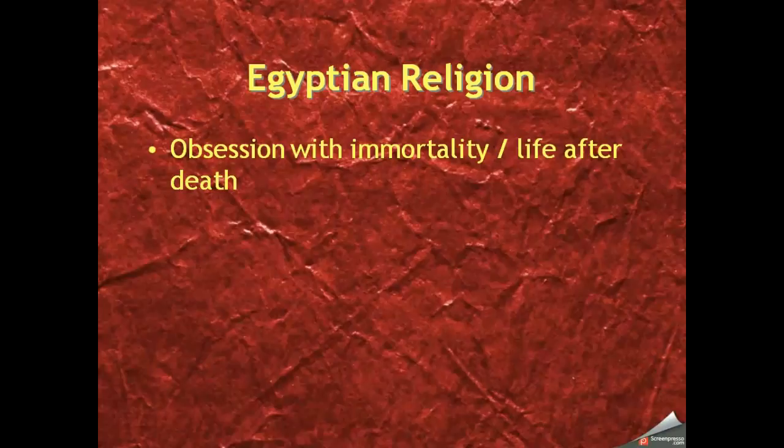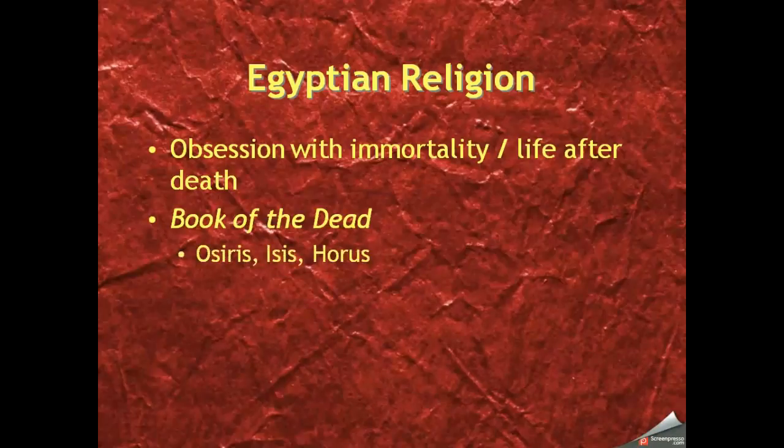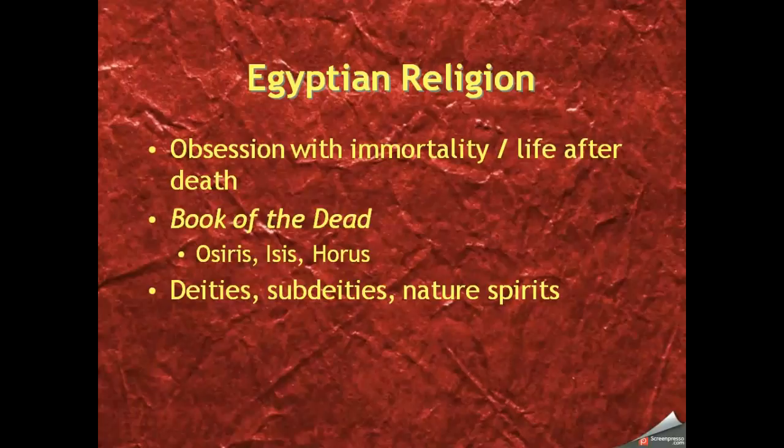In Egyptian religion, there was said to be an obsession with immortality, or what we would refer to as life after death. The Egyptian Book of the Dead gives us much detail about this. It's called the Book of the Dead because it was actually found in a tomb in state with one of the bodies. In the Egyptian Book of the Dead, we see the various Egyptian gods like Osiris, Isis, and Horus.